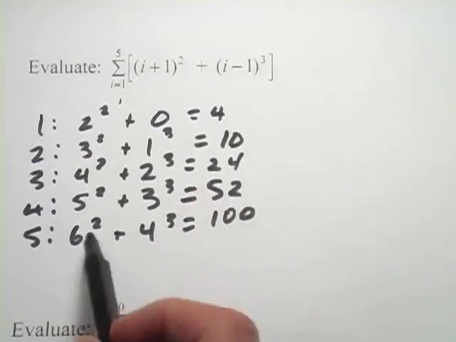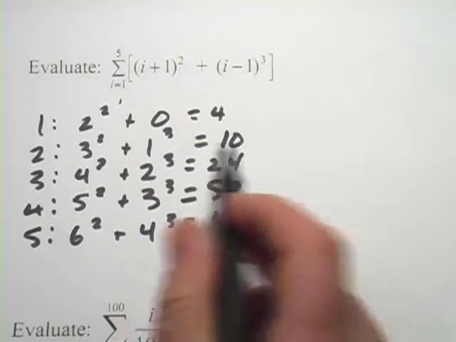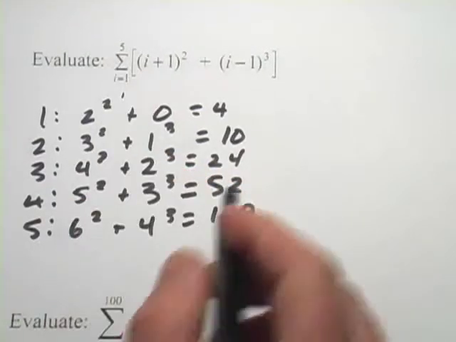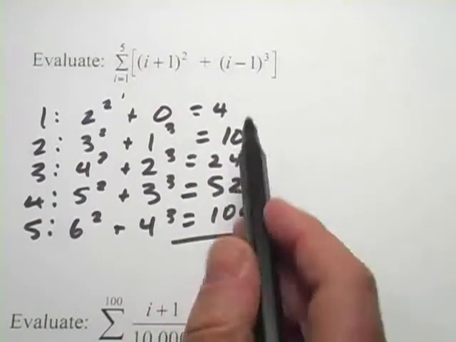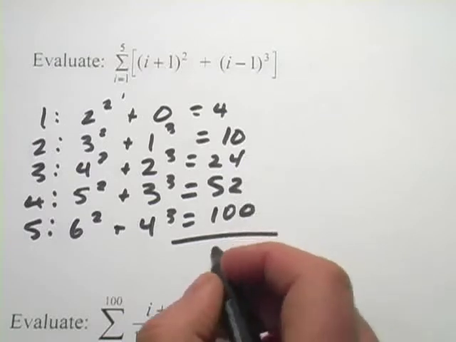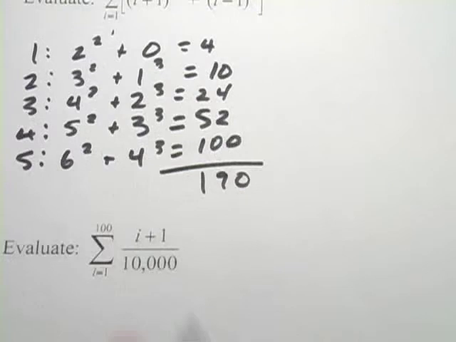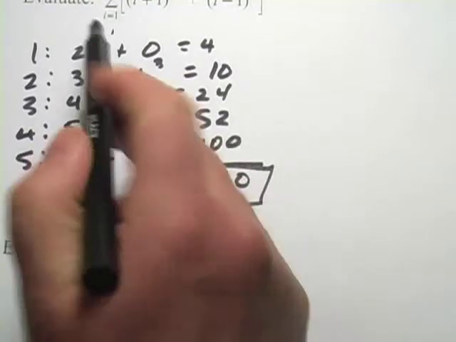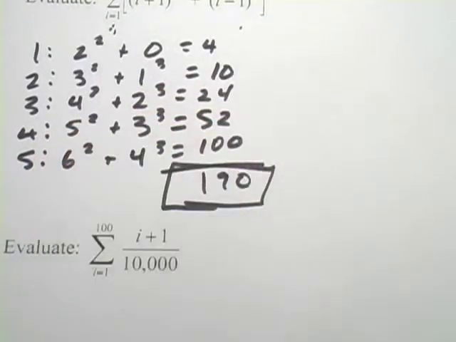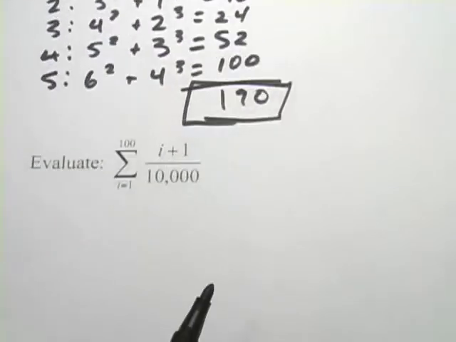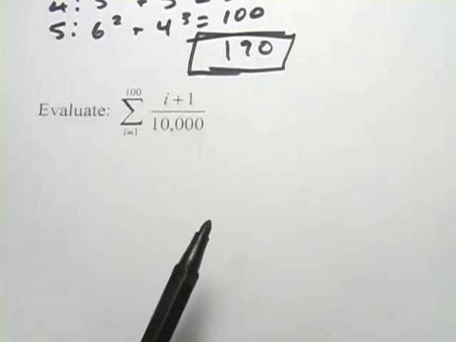So these are the results of each of our iterations. And now we have to add them together because that's what the summation notation is telling us to do. And that should be 190. You might want to check my math on there. But that's that expression evaluated with summation notation. Let's try one more. Now this one looks like it would be a much bigger pain.